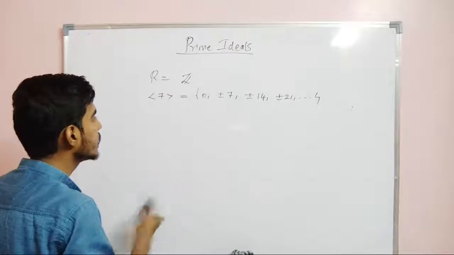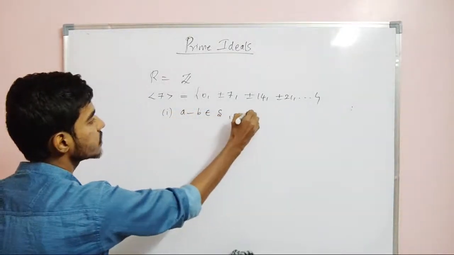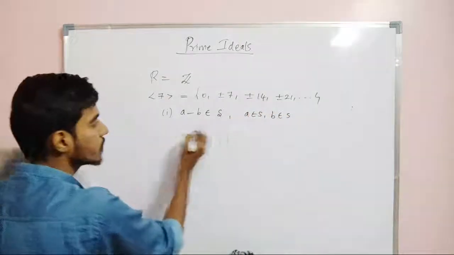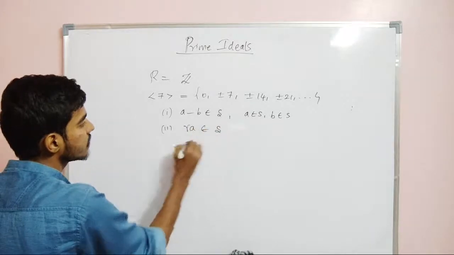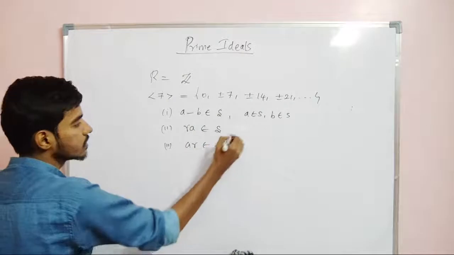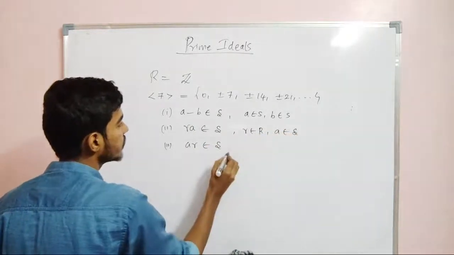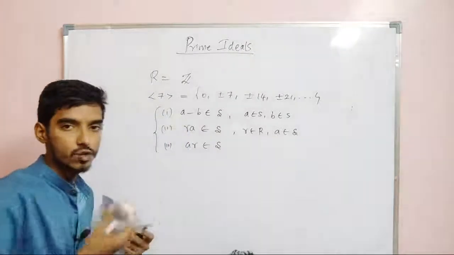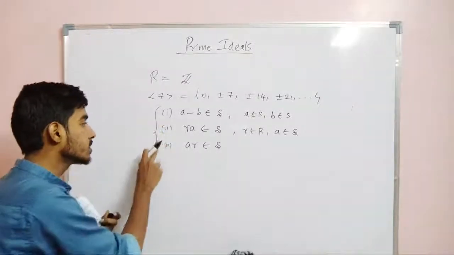Now you can see this is an ideal, right? So for an ideal, two conditions. If you take two elements, a belongs to S, b belongs to S, a minus b should be in S, and ra should be in S, and ar should be in S. Here r belongs to R, a belongs to S. So if these three conditions are satisfied, then the set is said to be an ideal. A subring is said to be an ideal if these three are satisfied.